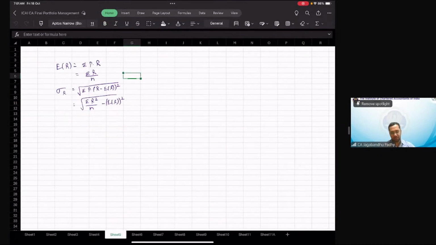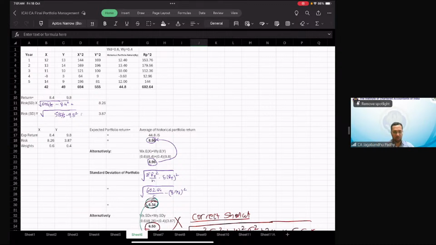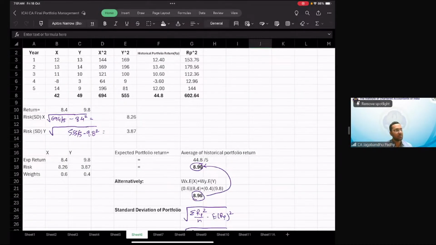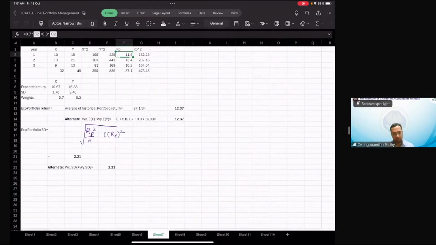Then we started with the discussion about portfolio returns and risk, where we found that portfolio return can be simply the weighted average of the individual security returns. But when it comes to standard deviation of portfolio, that doesn't work like that, because there is another factor which is playing a role, which is the correlation factor. Okay, so correlation was understood.